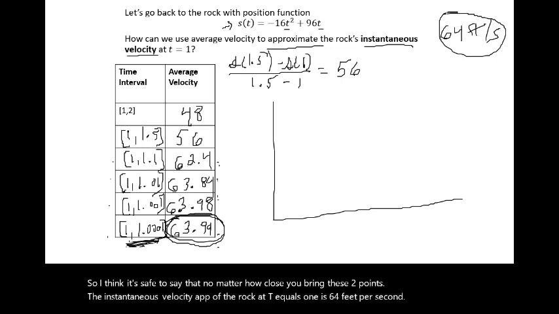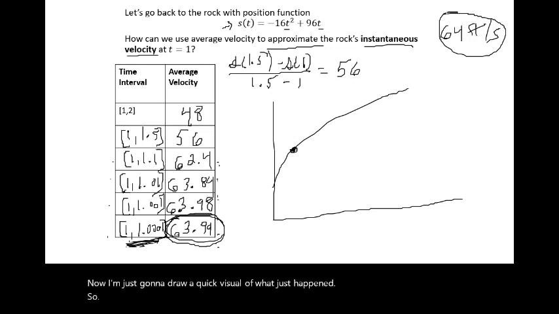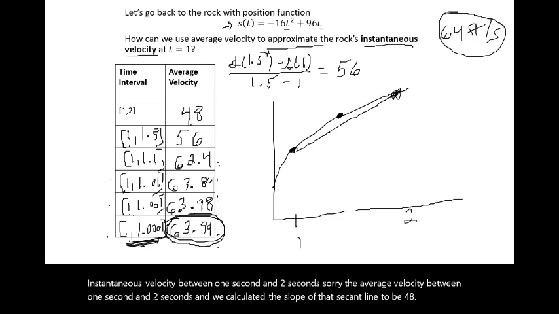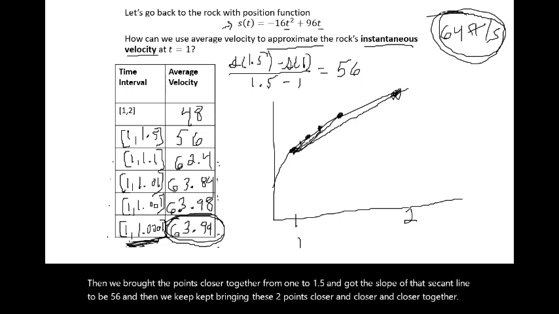Now I'm just going to draw a quick visual of what just happened. So we started off with the average velocity between 1 second and 2 seconds. And we calculated the slope of that secant line to be 48. Then we brought the points closer together from 1 to 1.5 and got the slope of that secant line to be 56. And then we kept bringing these 2 points closer and closer and closer together to finally get a slope of 64.